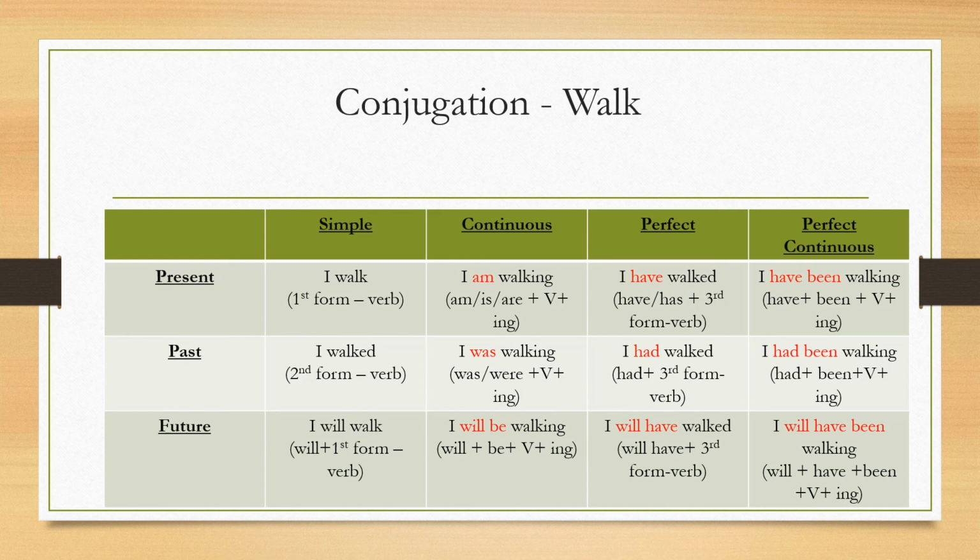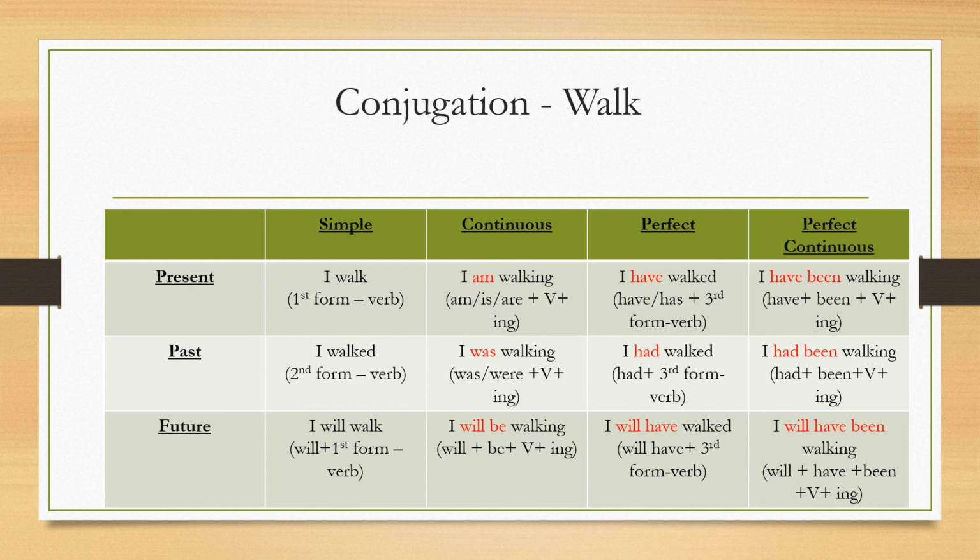Moving on to perfect. Simple perfect, we need to have or has plus the third form of the verb. For example, I have walked. So walk, since it is a regular form of the verb, the third form does not change. But if it was an irregular verb, for example, eat, here the answer would be I have eaten. And here in simple past, since we need to use the second form of the verb, the answer would be I ate.